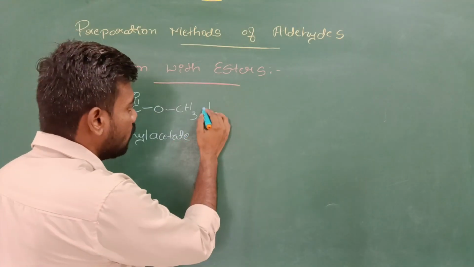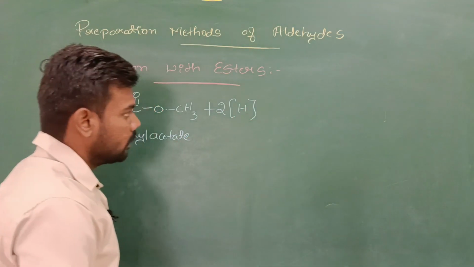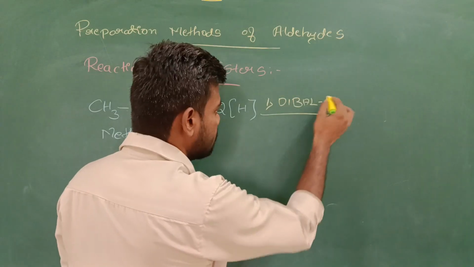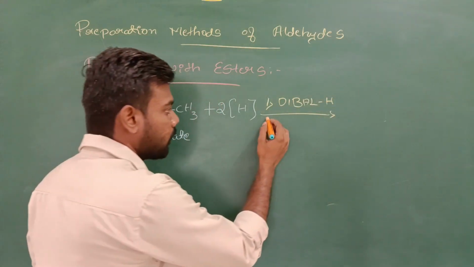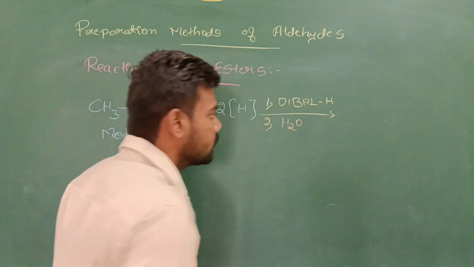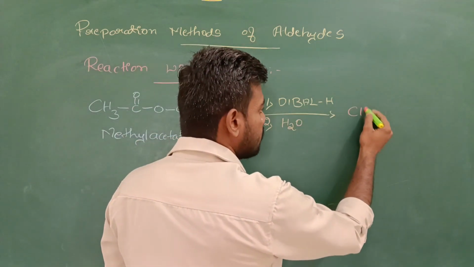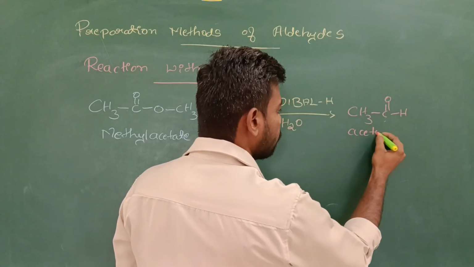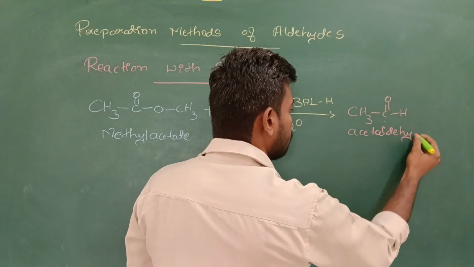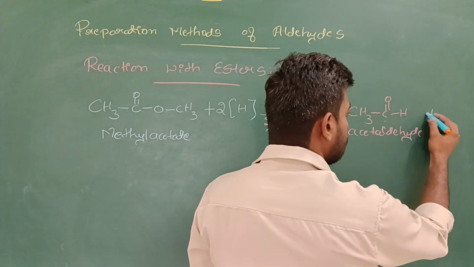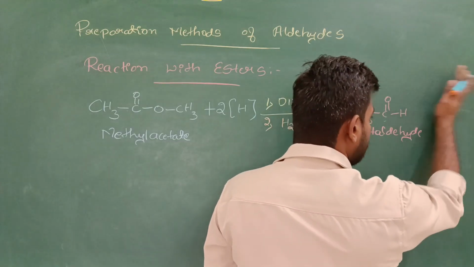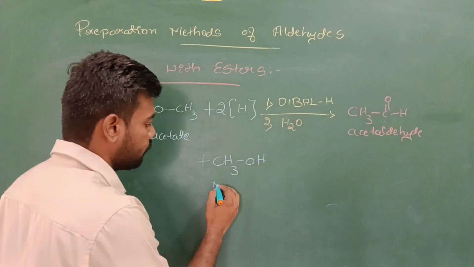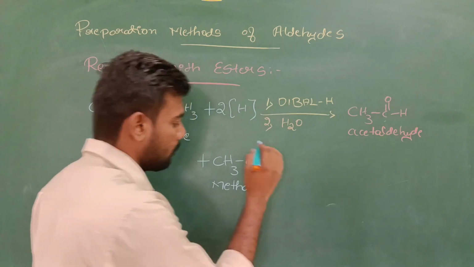When methyl acetate is reduced with DIBAL-H, that is diisobutyl aluminium hydride, which undergoes hydrolysis, it forms acetaldehyde and methanol. Clear?